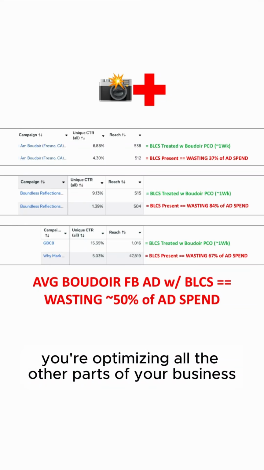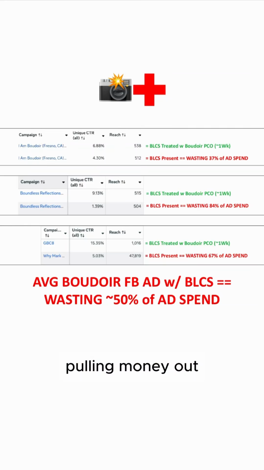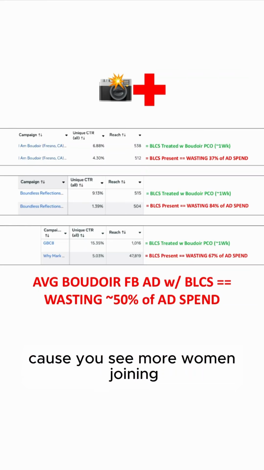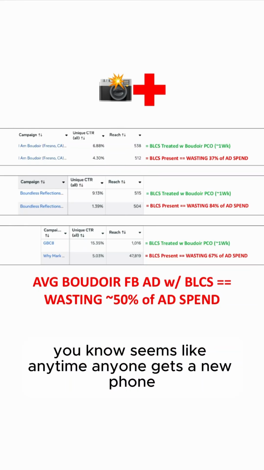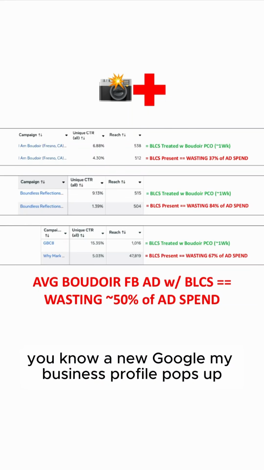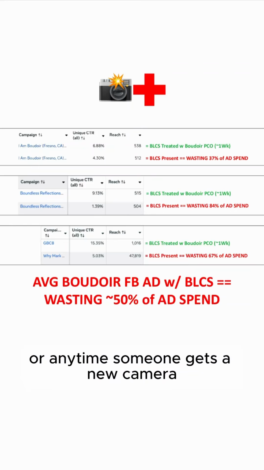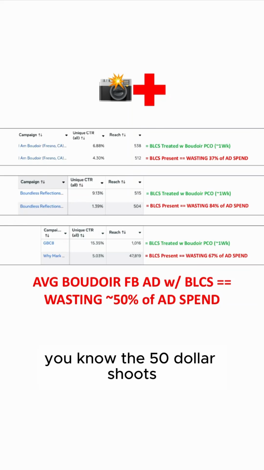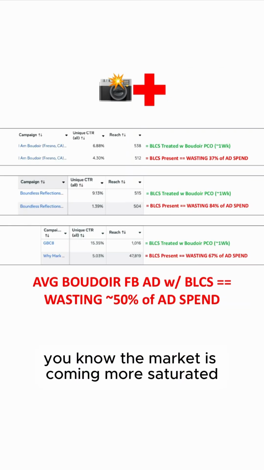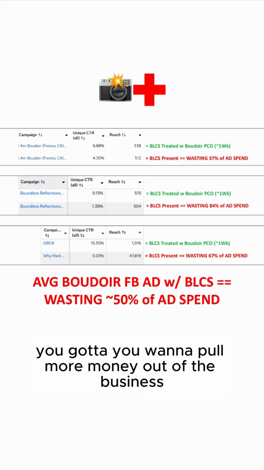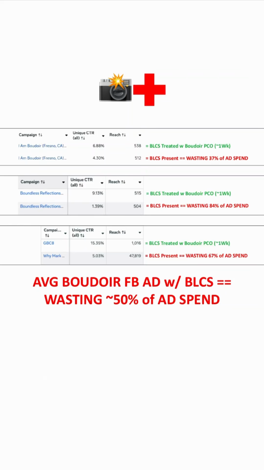And you're optimizing all the other parts of your business, pulling money out, now you decide you're ready to finally pull it out of this part of the business because you see more women joining. Seems like anytime anyone gets a new phone, you got more boudoir photography, a new Google My Business profile pops up, or anytime someone gets a new camera, there's more posts in the mom groups for the $50 shoots. So the market is becoming more saturated. Inflation's hitting harder.